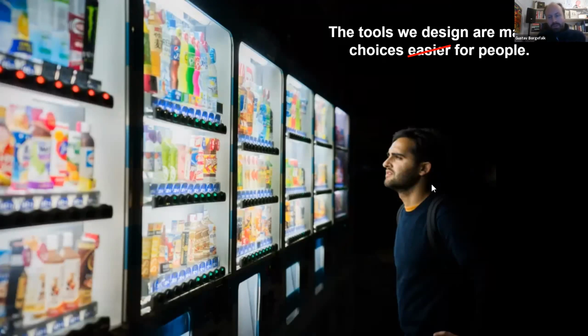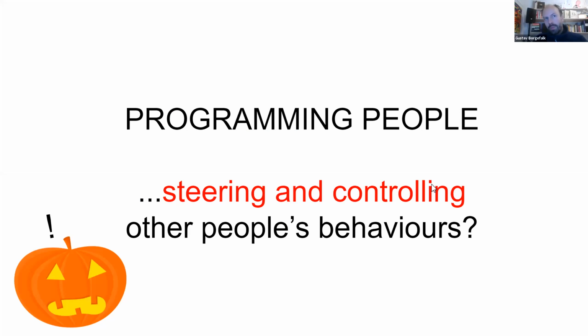Designers are not only making choices easier for people, but we're also actively designing choices for people. And this means that every time you design something to have a certain function for someone else, where you have an intent as a designer, you actively contribute to influencing the behavior of other people. And this kind of sounds scary, but we do it all the time.